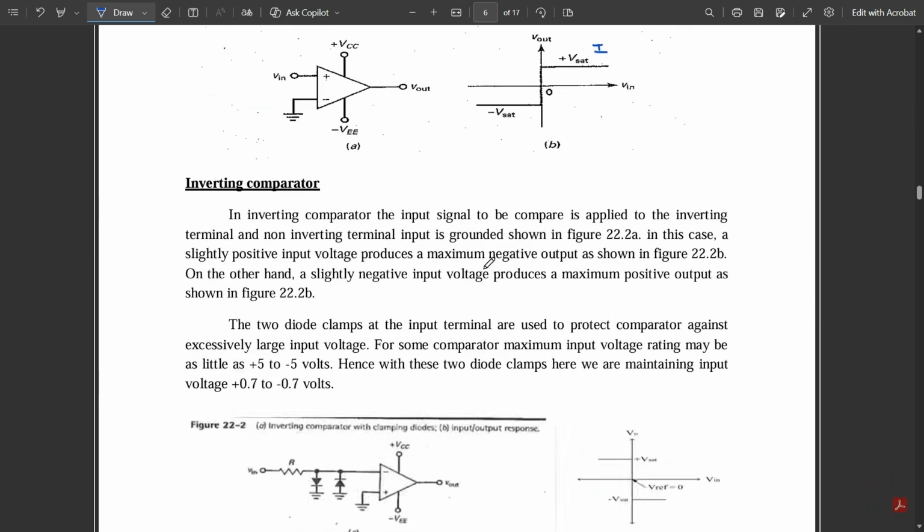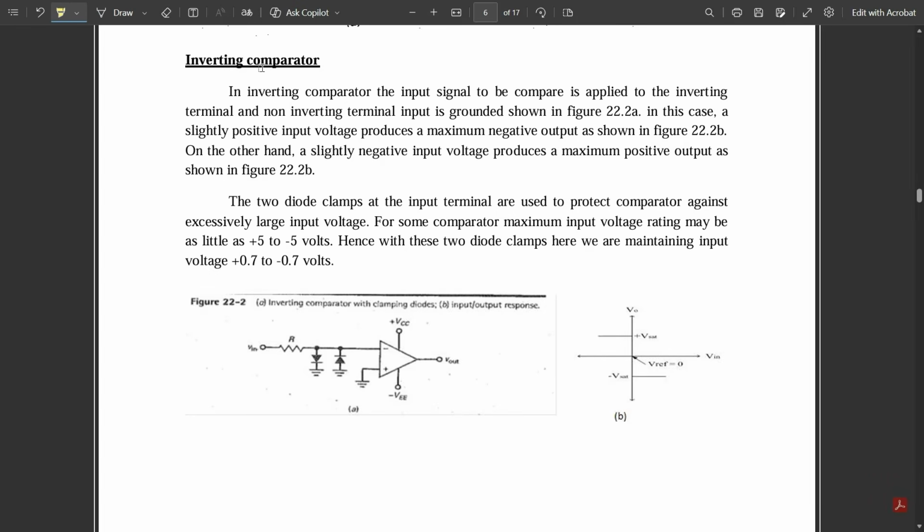Next, let us discuss the inverting comparator. What do we mean by it and how is the relation obtained? So here in the inverting comparator, the input signal to be compared is applied to the inverting terminal, and the non-inverting terminal input is grounded, as shown in the figure below.